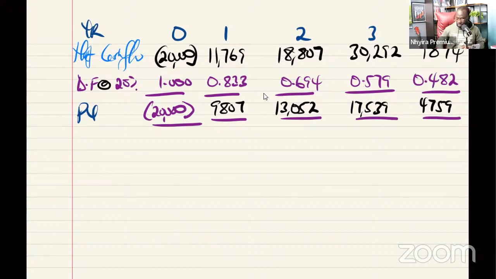So this is our present values. So we could add it up to get a net present value. And that is a positive of 25,157. How are you getting 157? It's 157.